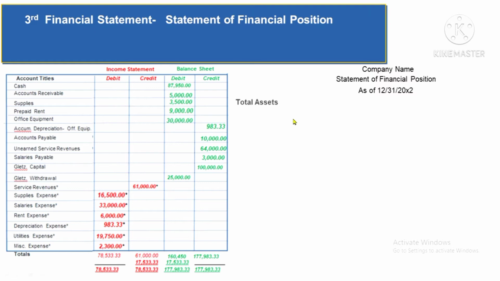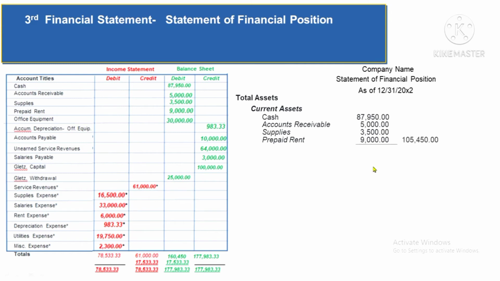So let's start with assets. However, we will start with the current assets first, or those assets that can be converted into cash or used by the entity in less than a year, in simple terms. By the way, for your information, I have already discussed the current and non-current classification as well as the contra and adjunct accounts in episode 3 of this series, so you might want to check it out. Anyways, in here, we have the cash, accounts receivable, supplies, and prepaid rent. So let's copy that as well as their balances. And after that, let's add this and we will have 105,450 as the total current assets.